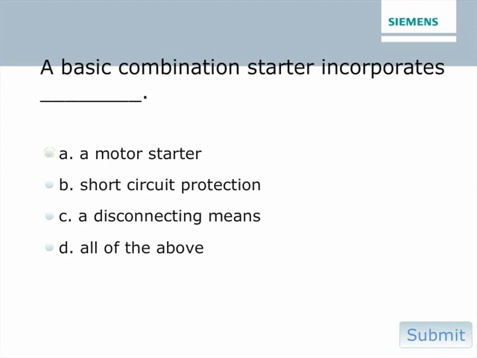Question 4. A basic combination starter incorporates blank. Is it A, a motor starter, B, short circuit protection, C, a disconnecting means, or is it D, all of the above?